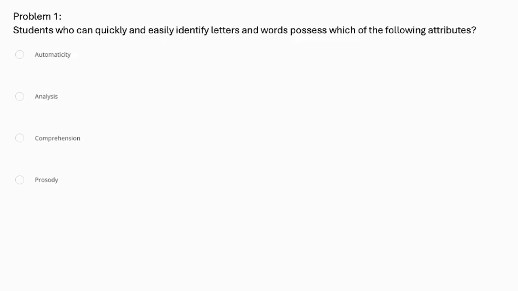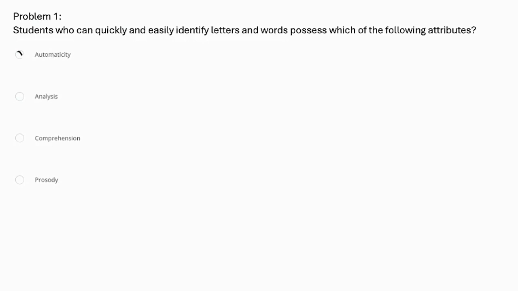Problem number 1. Students who can quickly and easily identify letters and words possess which of the following attributes? Automaticity, analysis, comprehension, or prosody.